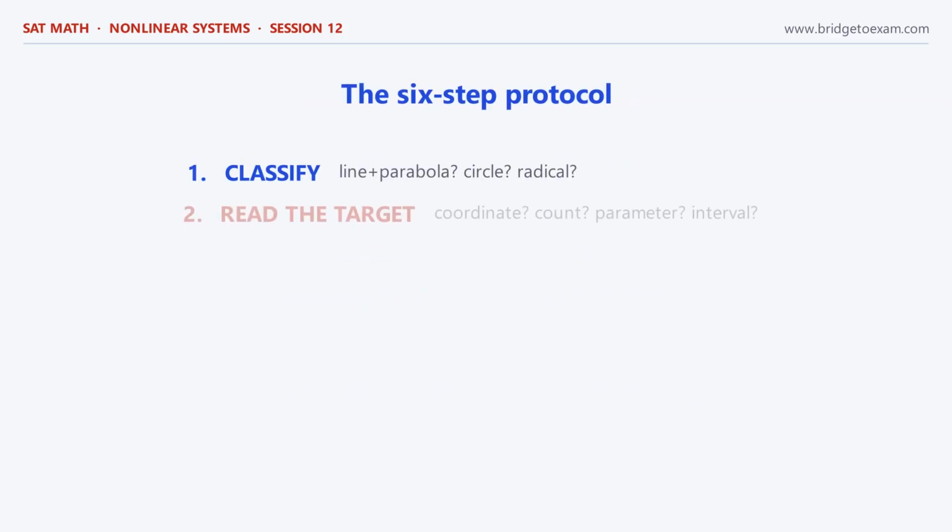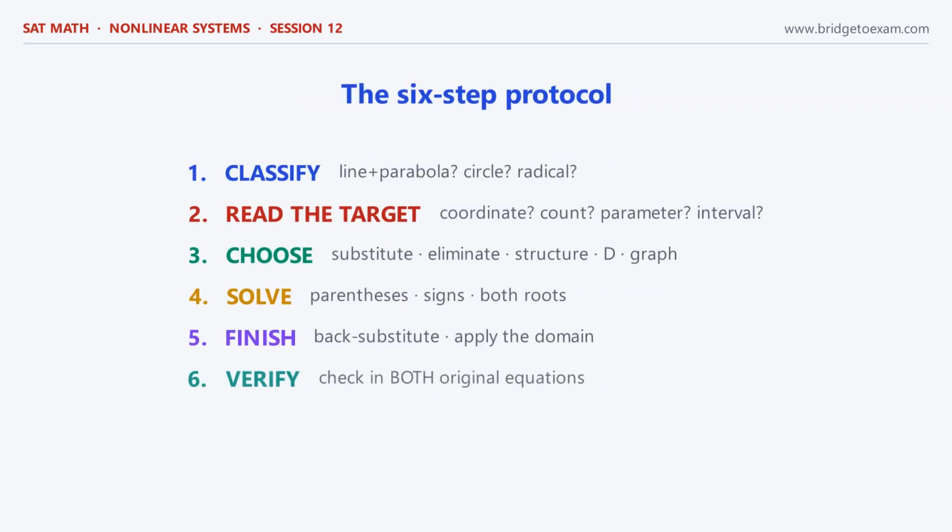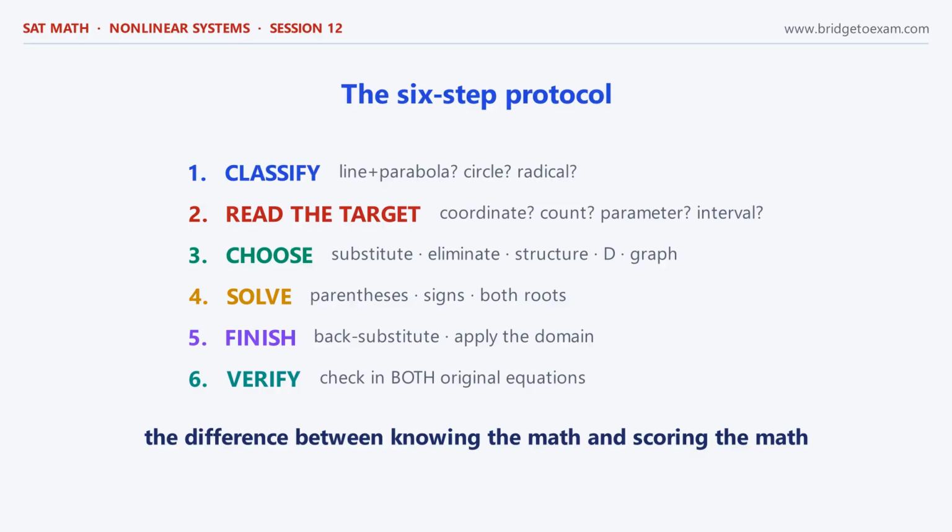Here is your 6-step protocol. Follow it on every nonlinear system, every time. 1. Classify the system. What am I looking at? A line and a parabola? A line and a circle? A radical? 2 nonlinear equations? Naming it tells you which tools are even relevant.